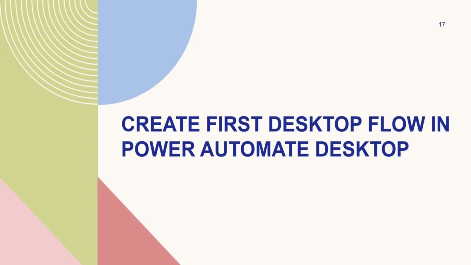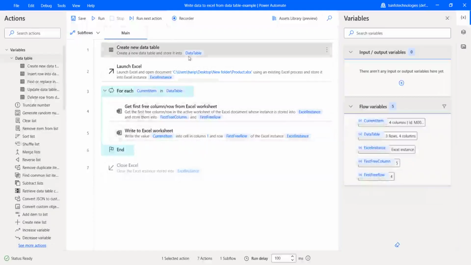Now let's see an example. We have a list of data in a data table and we need to insert it into an Excel file which is stored in our local system. How can we do this using the Power Automate desktop flow application? To see this simple example, we need to go to our desktop. I will show you the flow which I have created related to this example.